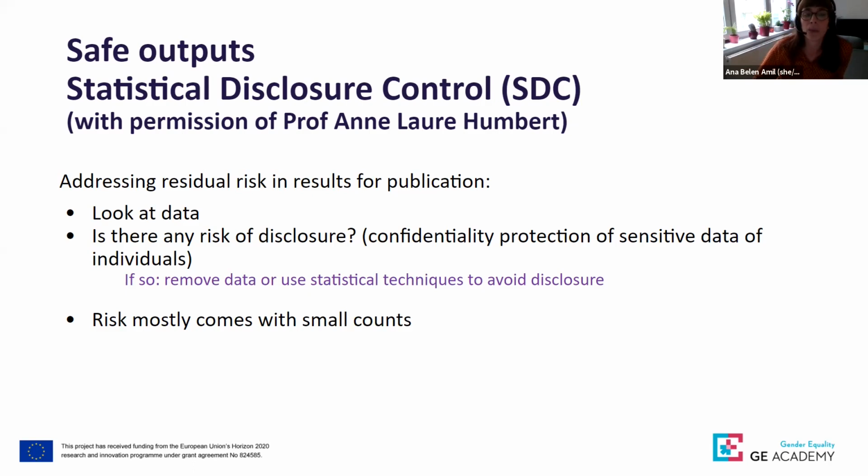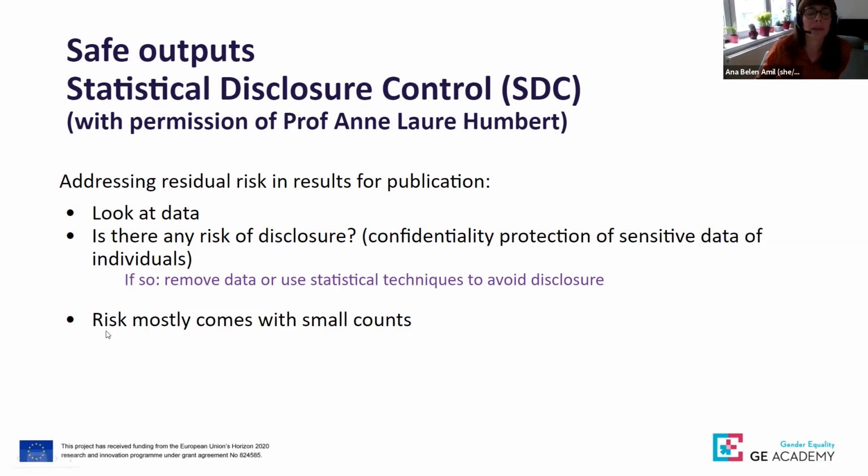When you present results, before presenting them, it's important to address whether there's a risk of disclosure. So basically, if there's a risk of violating the confidentiality protection of sensitive data of individuals. Look at your data, check if there are any risks of disclosure, and if so, remove the data from the communication presentations, not from your records, or use statistical techniques that would avoid disclosure. For example, if you have only one or two people at one rank, and you're talking about salaries, it's much better to merge those two people with the second higher rank and present the results like this. So you avoid any sort of disclosure.